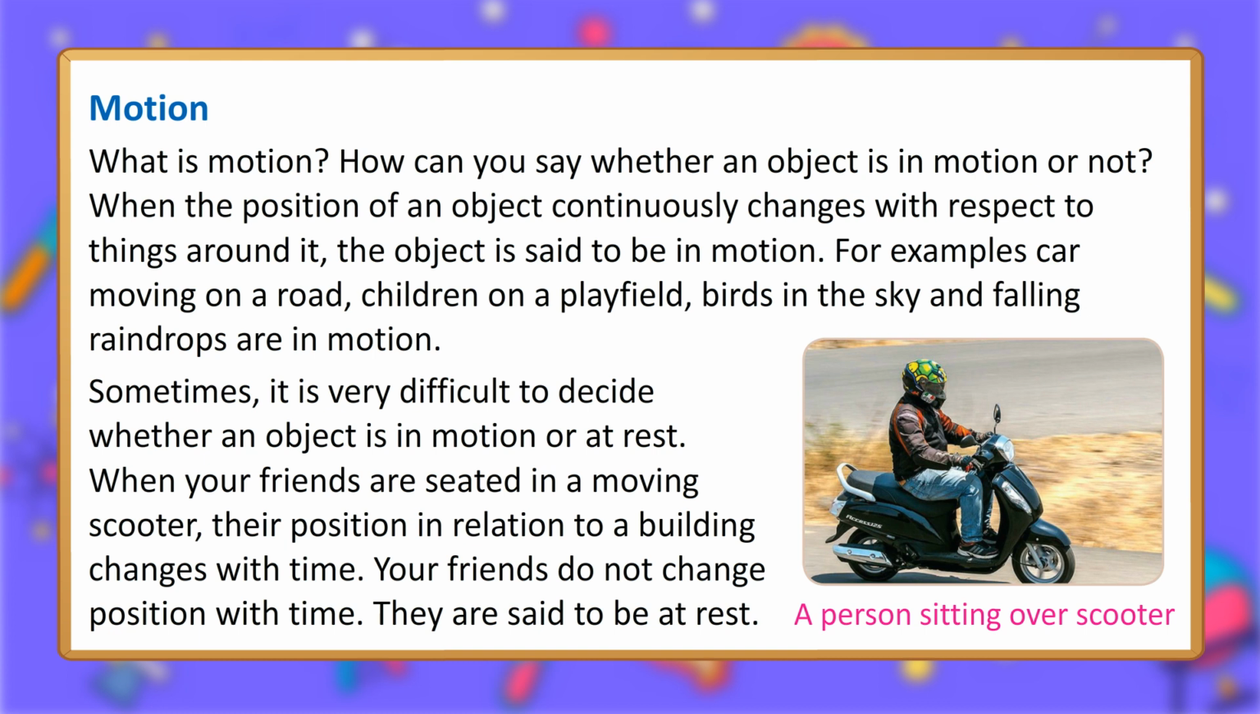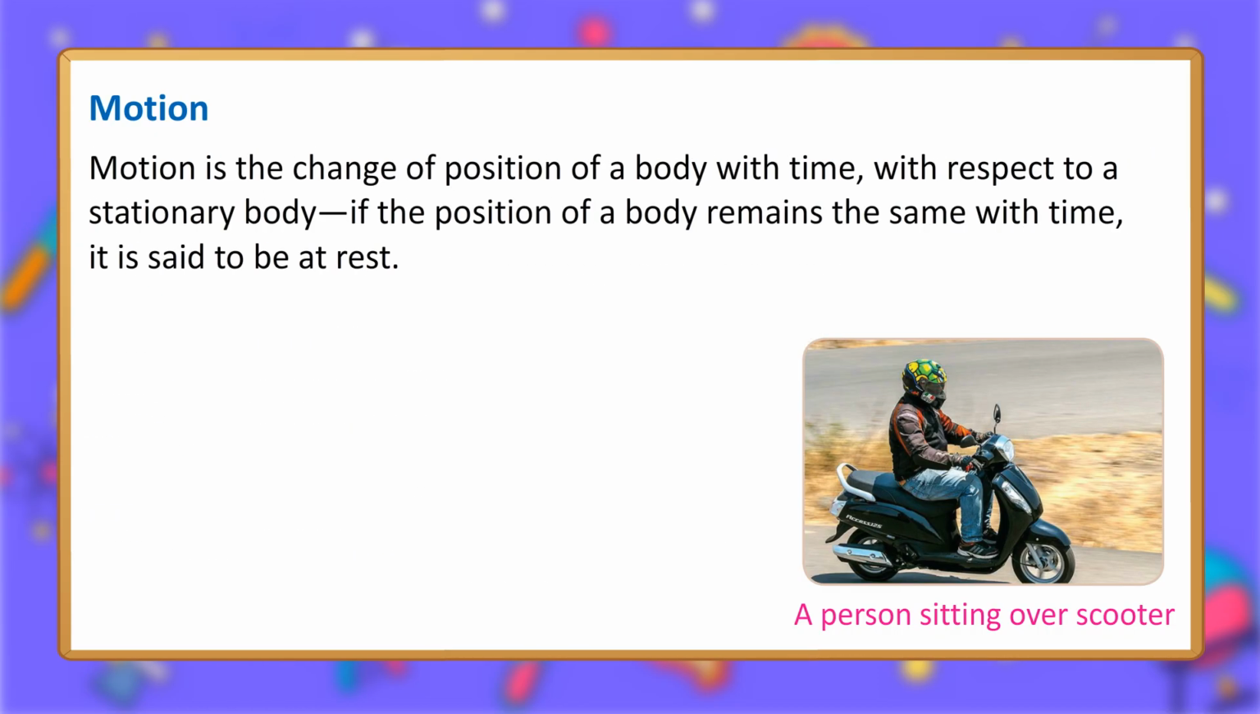Sometimes, it is very difficult to decide whether an object is in motion or at rest. When your friends are seated in a moving scooter, their position in relation to a building changes with time. Your friends do not change position with time in relation to you. They are said to be at rest. Motion is the change of position of a body with time.